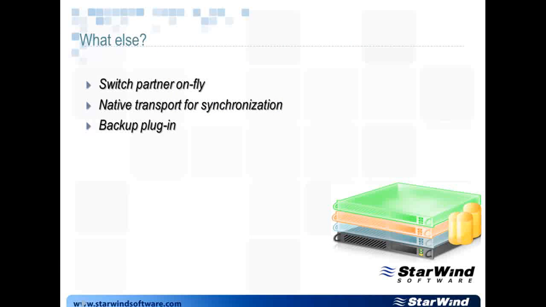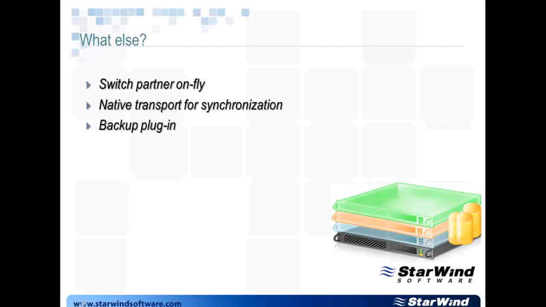What else do we have in version 5.8? Switch partner on the fly. This can be used when one StarWind server didn't survive some major hardware failure. In this case, you purchase another server or take an existing one if you have one, install StarWind there, create targets with sizes identical to the target sizes previously used, and you are ready to go.